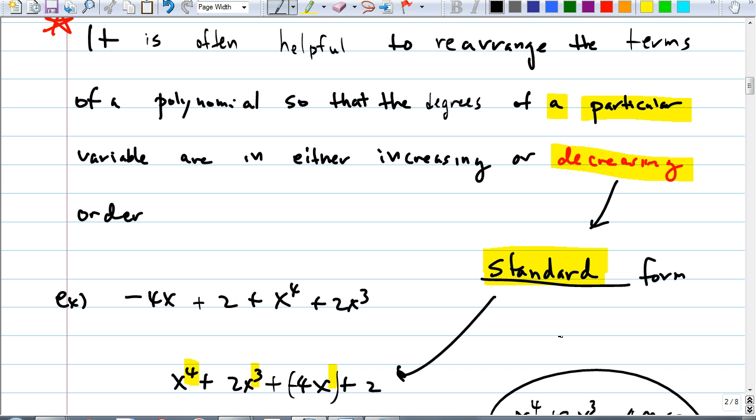Is that okay, guys? Do you see how this is written in decreasing order of the exponents of the variable x? This is x to the fourth, x to the third, x to the... What power is this? There's nothing there, but this is x to the first, okay? And then plus 2. 2 doesn't have any variables in it, so you just put it at the very end. Is that okay?